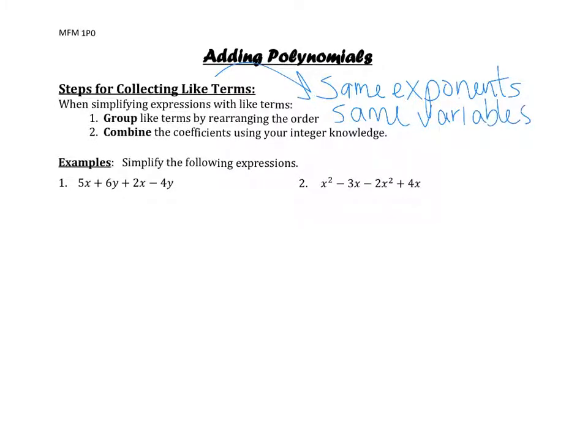Okay, and the idea is we're going to group the like terms beside each other. That's step 1. We're going to group the like terms next to each other. So we're just going to change the order, similar to what we did yesterday when we put things in descending order. And then we are going to combine the coefficients. In other words, we're going to actually add or subtract the like terms together. And this is going to require use of our integers.